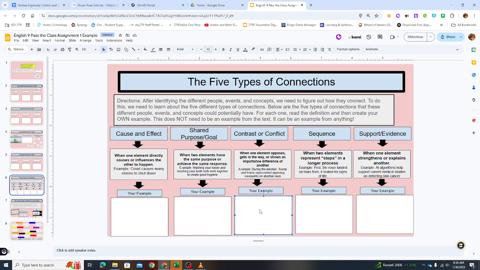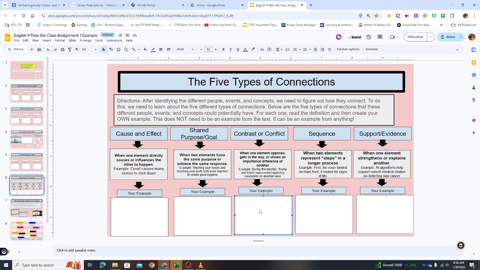Contrast or conflict is the opposite. So it's 2 things that almost oppose each other. So it's like brushing my teeth and eating candy, I feel like are in contrast or conflict. One thing is trying to help me be healthy, the other thing is kind of unhealthy. You have to come up with your own example.